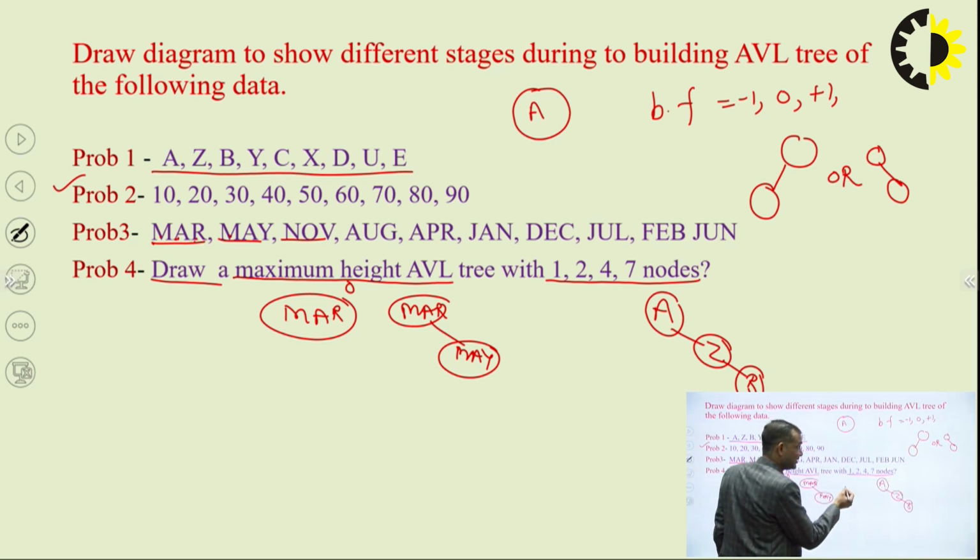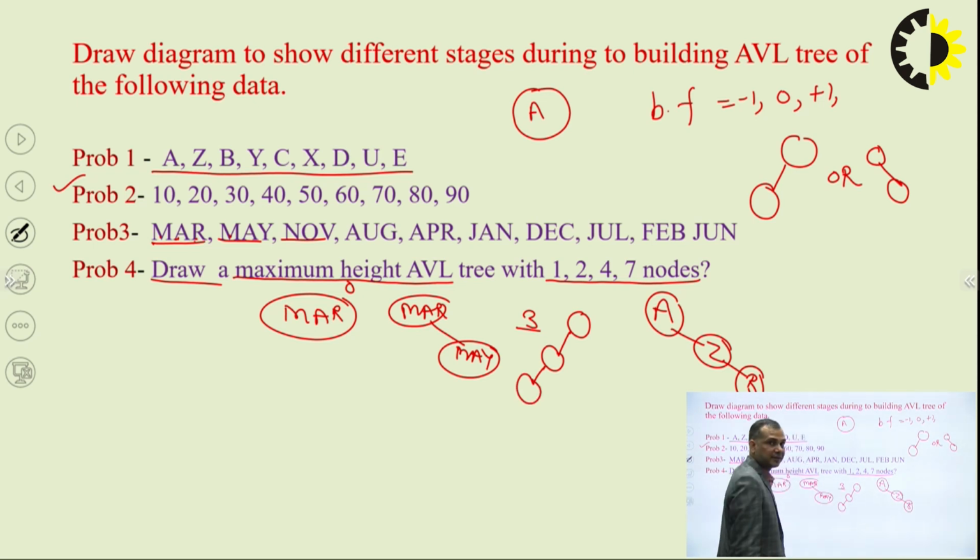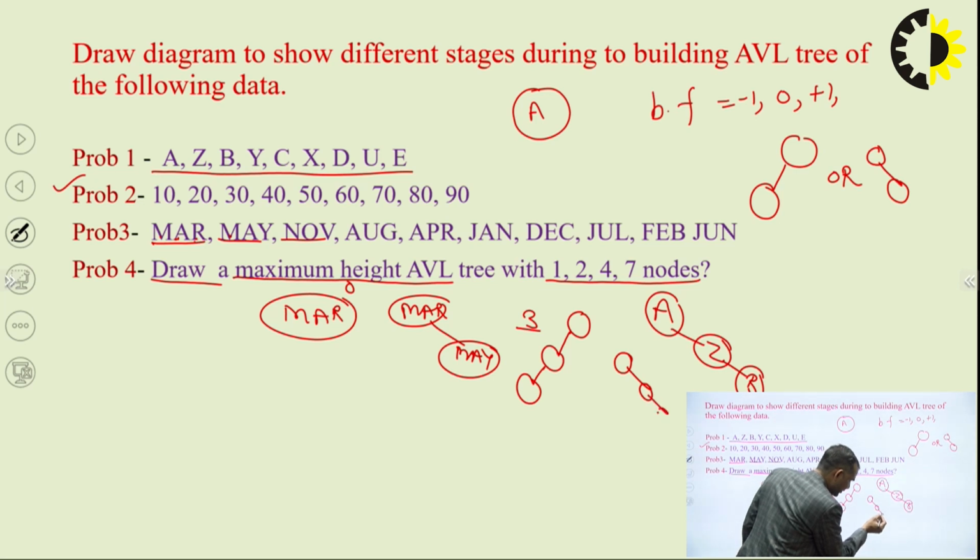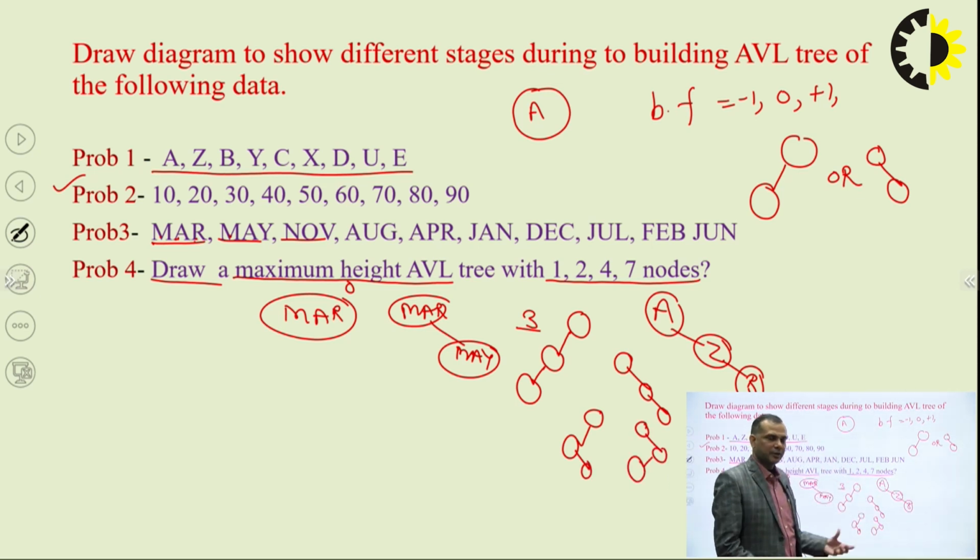Similarly, now we insert. If I have 3 nodes, what is the height? This is the left and this is the right. Clear? We draw this one. Another solution is this one and another is this one. That means we can draw the BST in 4 types, but we have to find the maximum. So when we find the maximum, we can say that this is the maximum height and this is the maximum height.